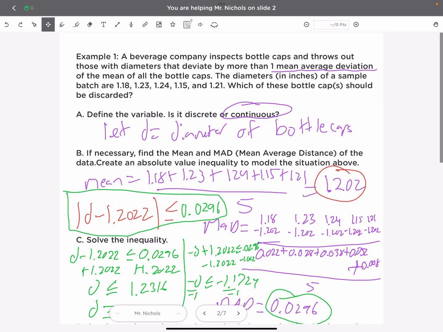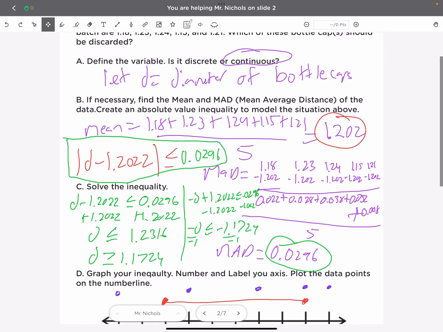So example 1 is a beverage company inspects bottle caps and throws out those with diameters that deviate by more than one mean average deviation of the mean. The diameters in inches of a sample batch are 1.18, 1.23, 1.24, 1.15, and 1.21. So which of these bottle caps should be discarded?